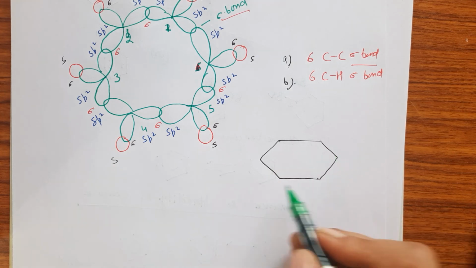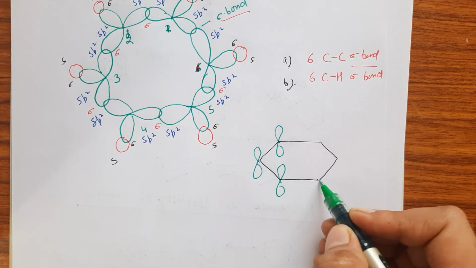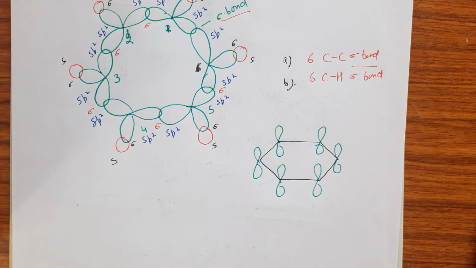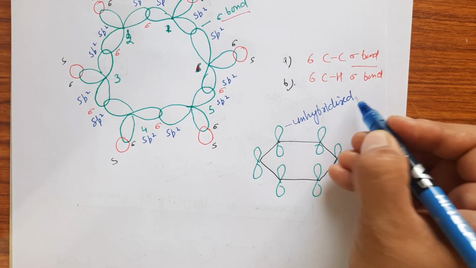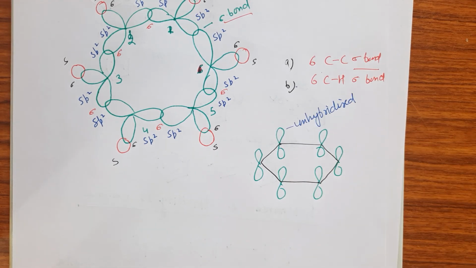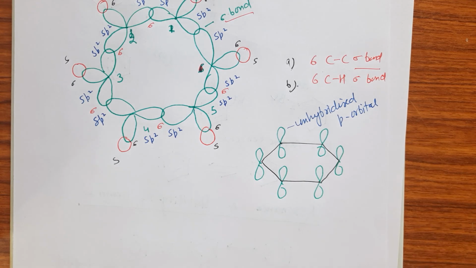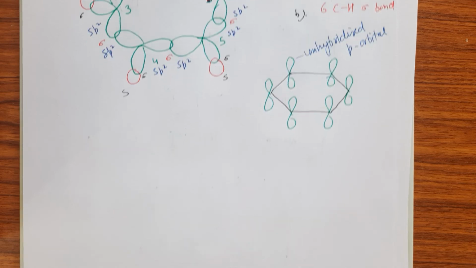So each carbon atom has 1 unhybridized p orbital. That is a total of 6 unhybridized p orbitals. These are the unhybridized p orbitals, and you have to remember that the formation of pi bond is always done by the unhybridized p orbital. So they are close enough that they can form the lateral overlapping and they can form the pi bond.